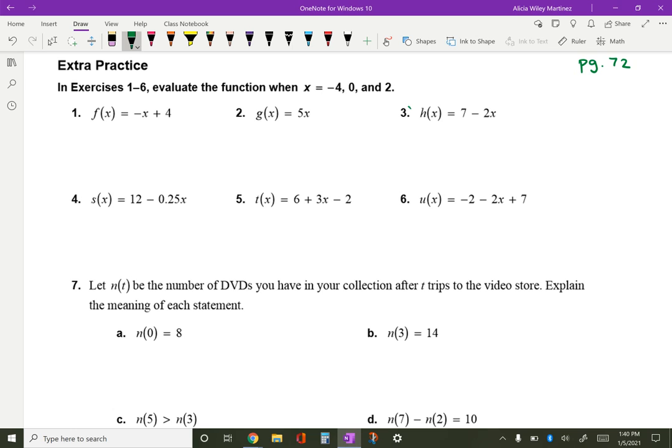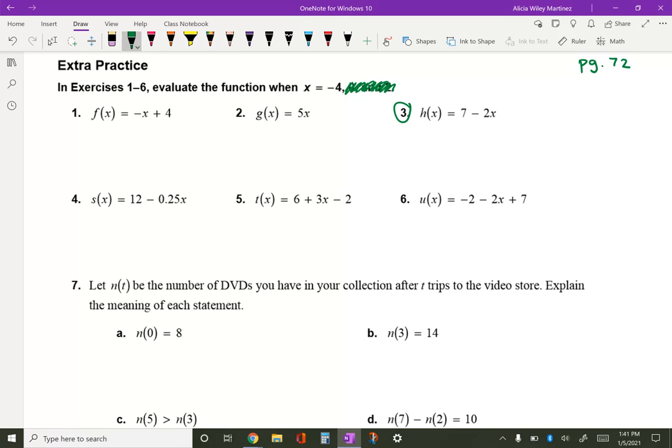I like number 3 because instead of saying f of x, they're using h of x. And if you look at these others, they use s of x, t of x, u of x. They do that because oftentimes within one problem, you could potentially have more than one function. So we need to be able to distinguish between each of the functions or equations that are given to us. But don't think of the problem any differently than you would before. So here they're saying evaluate the function when x equals -4, 0, and 2. We're just going to do when x is -4, for the sake of time.